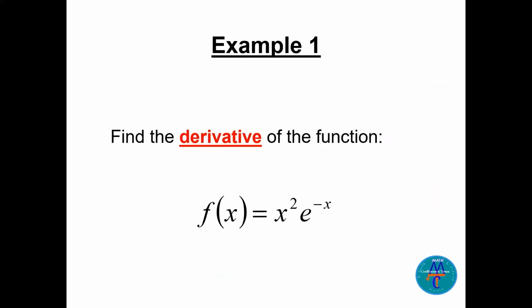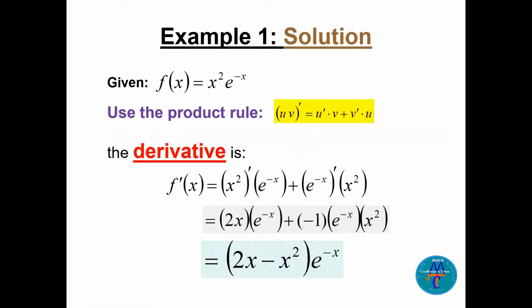Let's find the derivative of this function, x squared times e to the power x. This is example 1. The moment you look at this question, you have to think of product rule. You know product rule, u times v all prime, u prime v plus v prime u. So the derivative will be the derivative of the first times the second plus the derivative of the second times the first. So easy to do that.